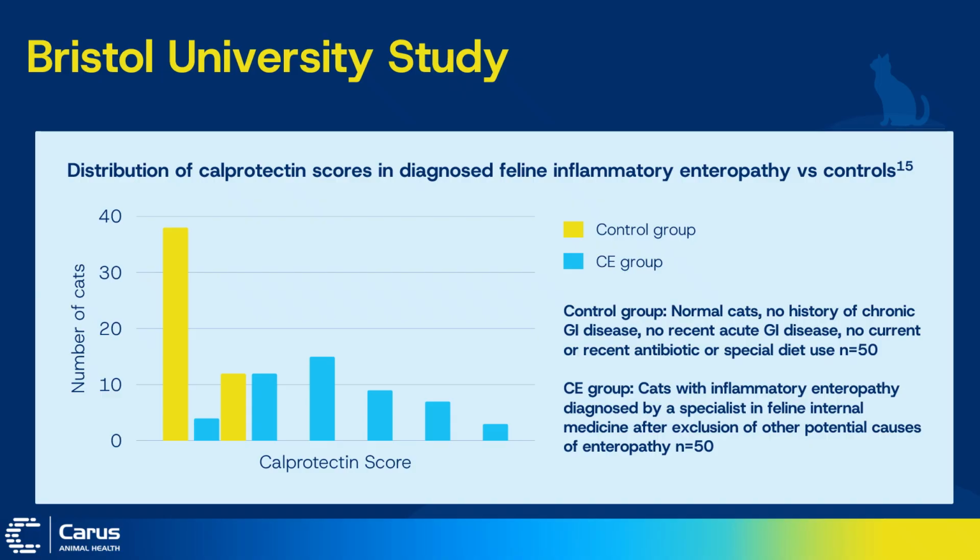And let's not forget cats. We did validate GIQuest in cats just to ensure it was as effective as in dogs. And we had really similar results to dogs, as we would expect, considering what I mentioned earlier about dogs and cats having a high sequence similarity with their calprotectin. There were 50 control cats and 50 cats which had been diagnosed by a specialist in feline internal medicine. And as you can see, the control group clustered around the lower end again, and actually even more so in cats than in dogs.